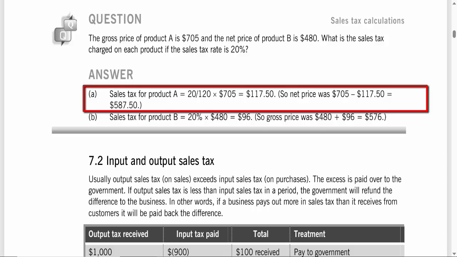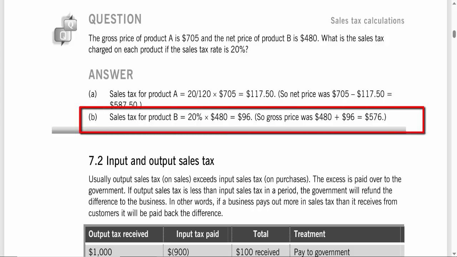1. For product A, since the gross price, the amount including sales tax, is $705, we want to calculate how much of this is the actual sales tax. Sales tax for product A equals 20 divided by 120 multiplied by 705. This calculation gives us $117.50 as the sales tax. So, the net price of product A, amount excluding sales tax, is the gross price minus sales tax. Net price equals $705 minus $117.50, which equals $587.50.